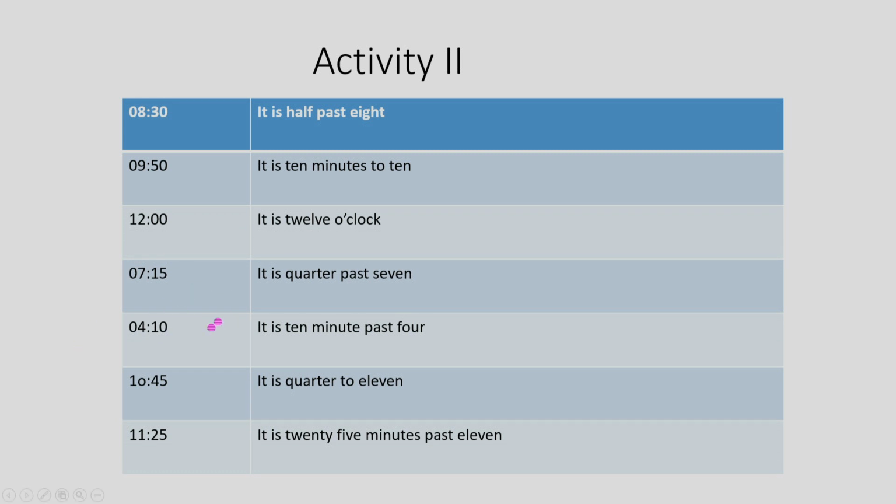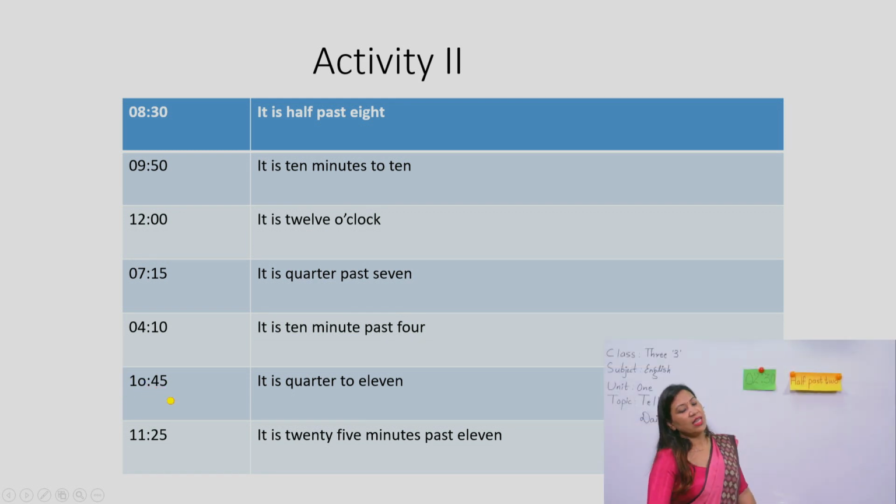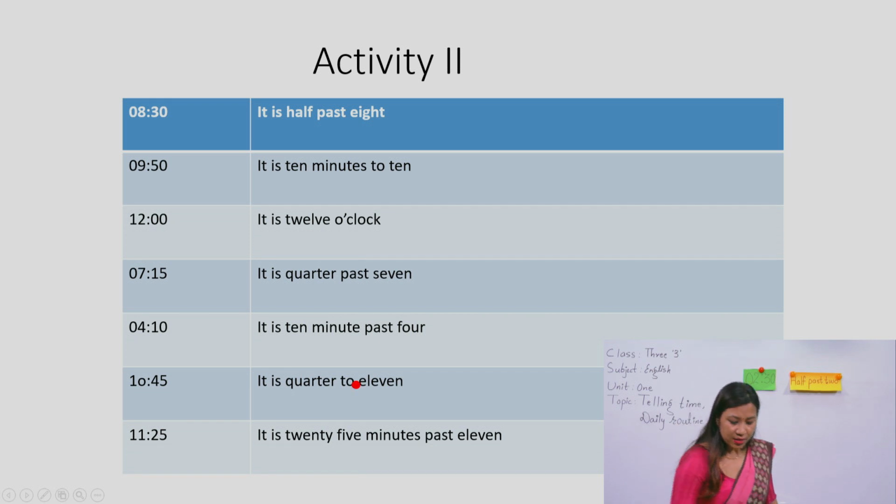Okay, and here similarly this 10:45. It is written as quarter to 11. We can say 10:45 as well, but it is written like quarter to 11. It's going to 11 o'clock, right? It's 15 minutes left for 11 o'clock. Okay, in this way, these are also activities you can practice.